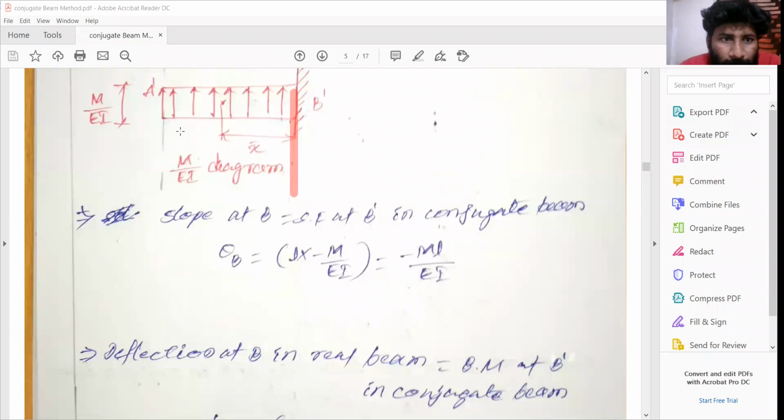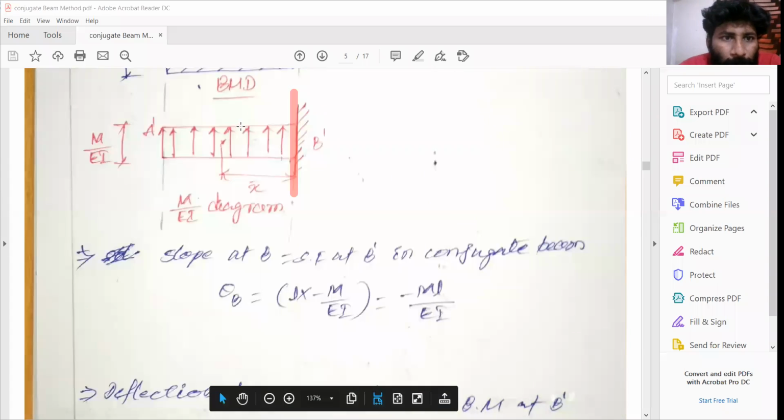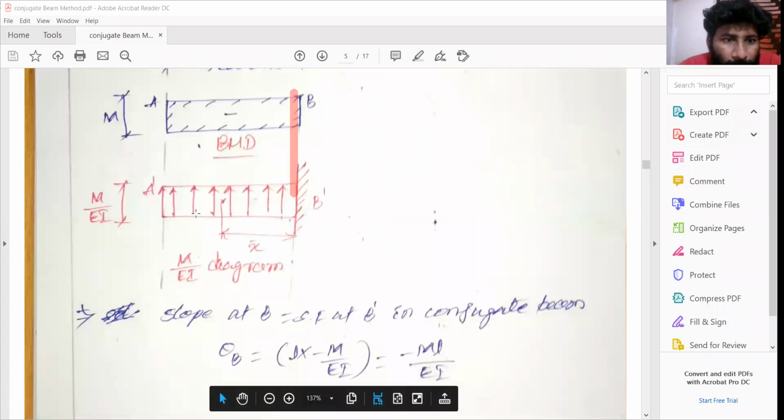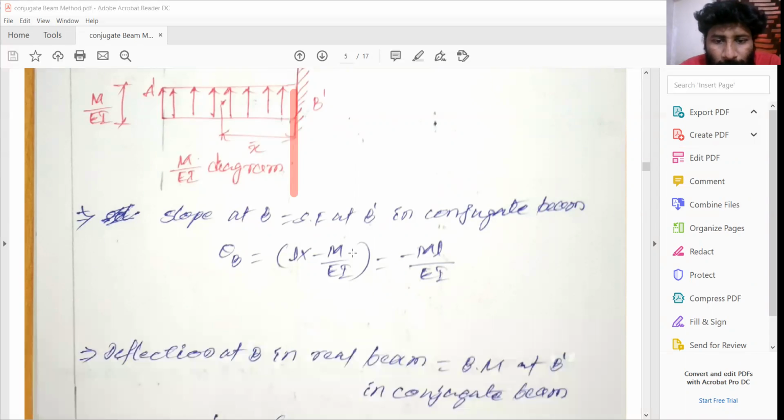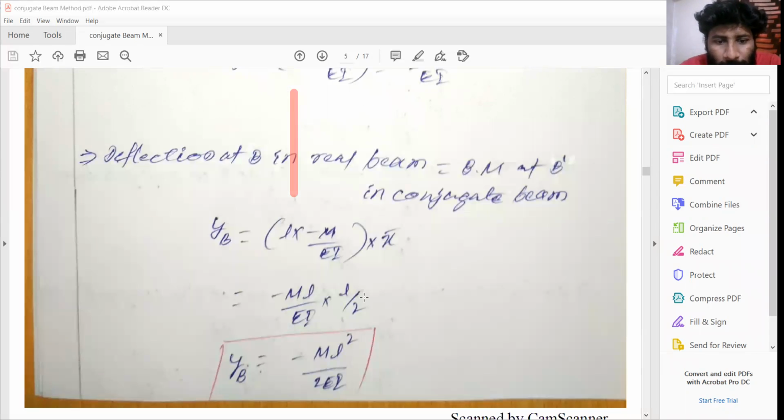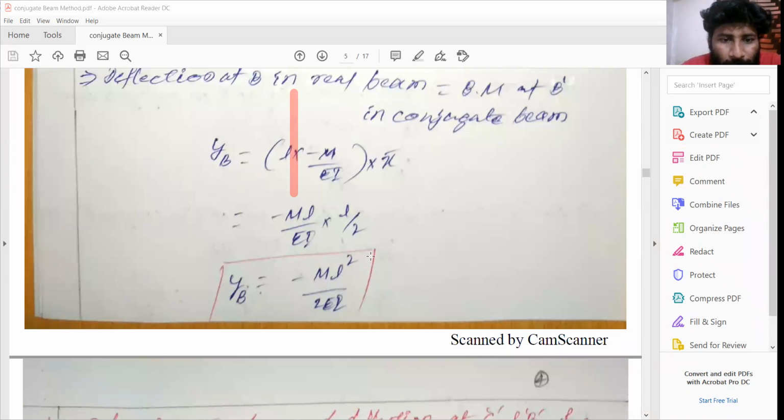First you take this area, L into minus M by EI, which will act exactly at the center, at L by 2 distance, because it's rectangular. It acts at the center of gravity. From here to here the distance x bar is equal to L by 2, since it's a rectangle. So that's the maximum deflection at the free end.